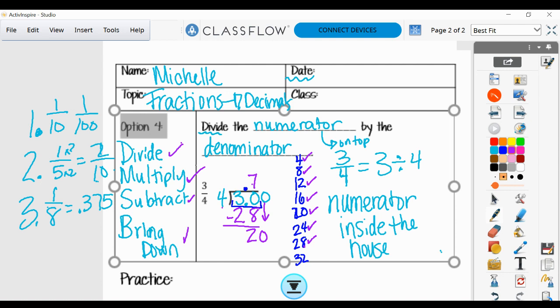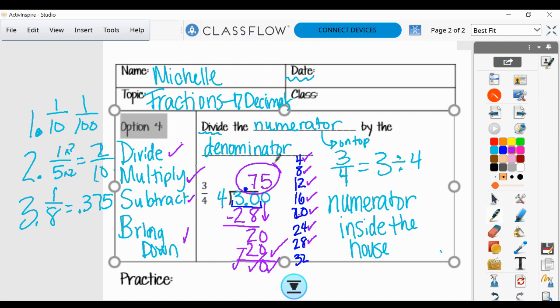Divide. 4 goes into 20, 1, 2, 3, 4, 5 times. 4 times 5 is 20. I got a 0 and I'm done. Once you get that 0, you are golden. You are done. That is a golden ticket.